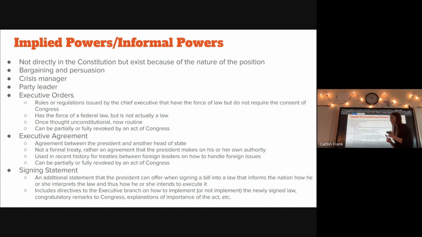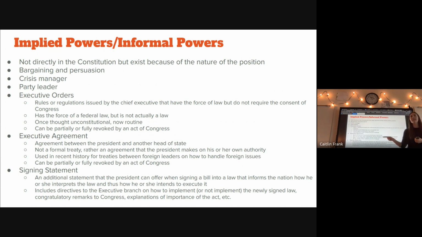Executive orders. If the president knows they cannot get something in their policy agenda passed by Congress, one of their options is to issue an executive order, which gives something the force of a law without actually going through the process of becoming a law. That is a very large power of the president that's not in the Constitution. However, this power can be overturned by Congress and by the next president. So it gives the president power to issue something with the force of law, but it doesn't have the guarantee of a long-lasting order.